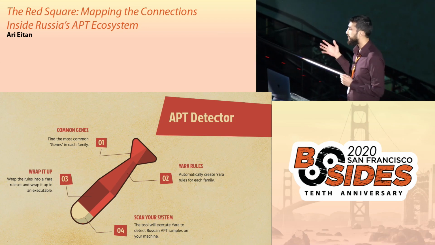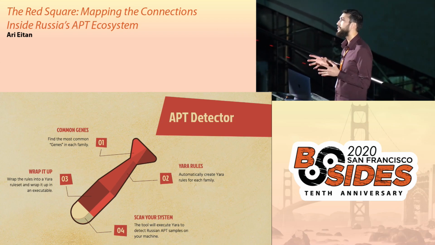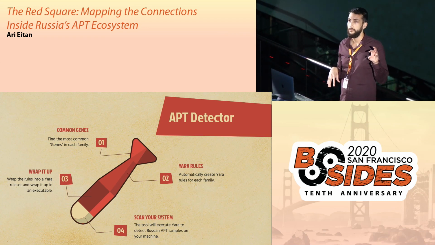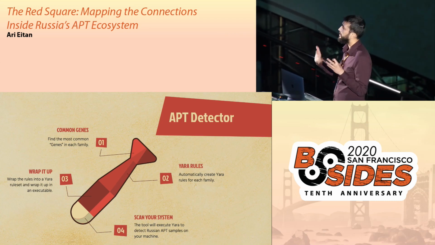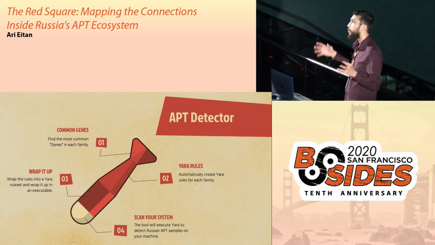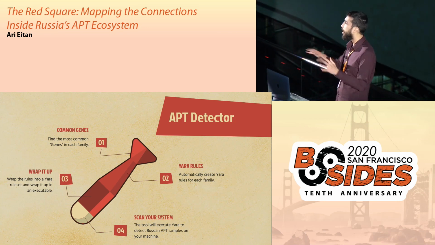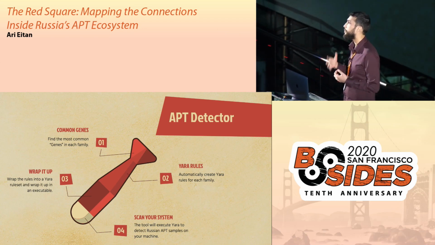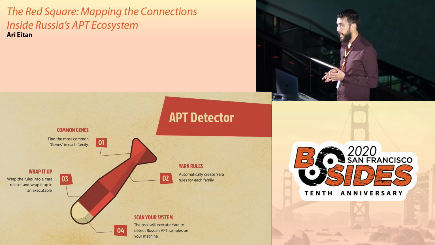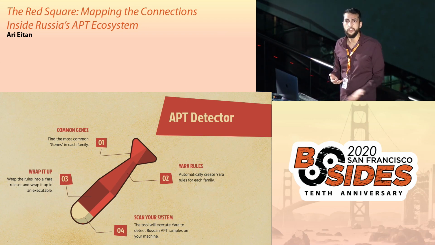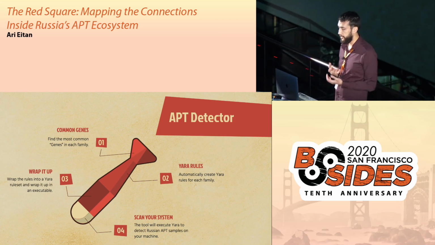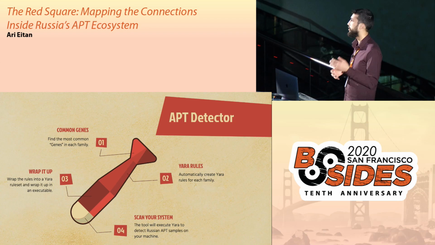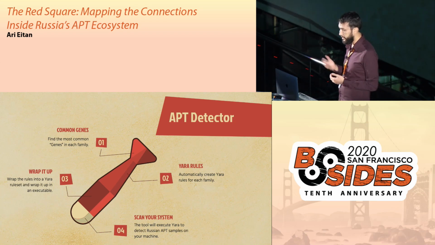So we wrote the APT detector. Basically, we grabbed the most popular genes per family, and then we automatically generated YARA rules based on those genes. We merged all the YARA rules from all the different Russian families into one YARA rule set, and we wrapped it with Python and an executable, and now it's ready to use. You can use it to scan your systems and make sure that you're not infected. This tool, by the way, is cross-platform, so you can execute it on Linux, Mac, or Windows.